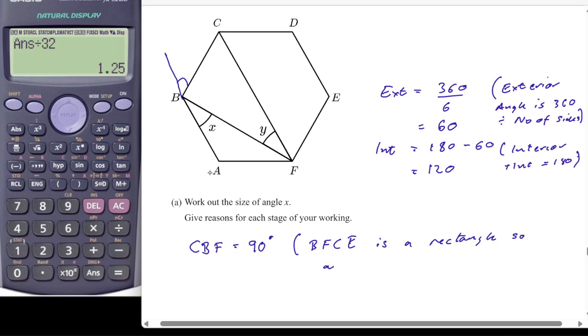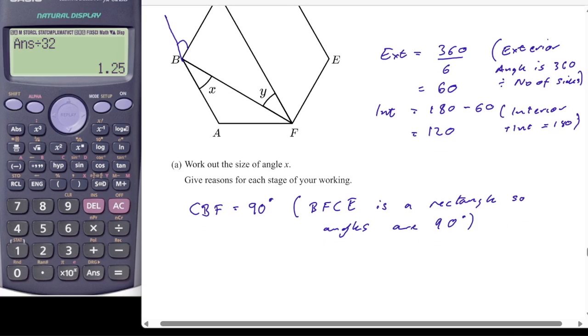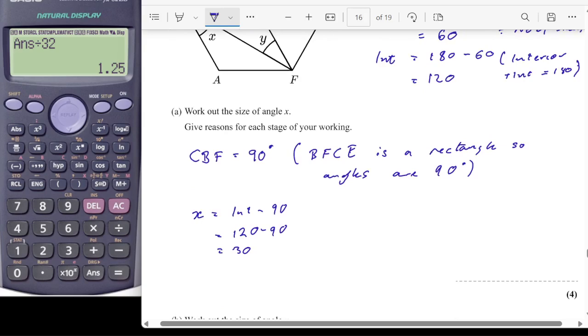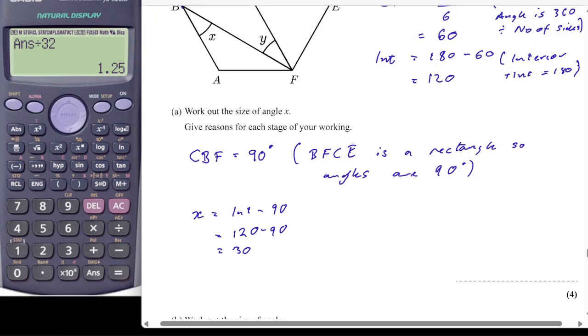So angles are 90 degrees. And then finally, I'm going to say x is going to be equal to 30, and I'll kind of explain it. The exterior is the interior minus 90. So it's going to be equal to 120 minus 90, so it will be equal to 30 degrees. And I don't really need a reason for that. So I'm going to go 30 degrees.